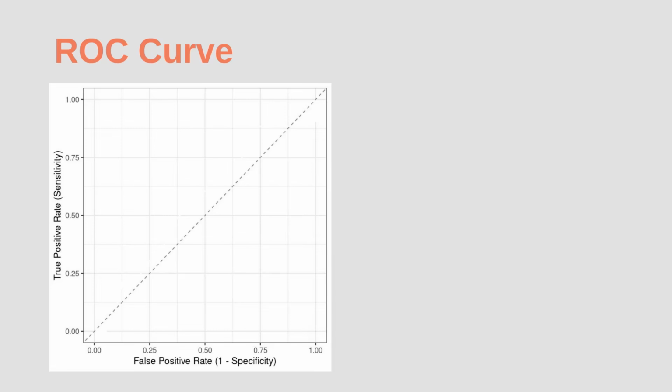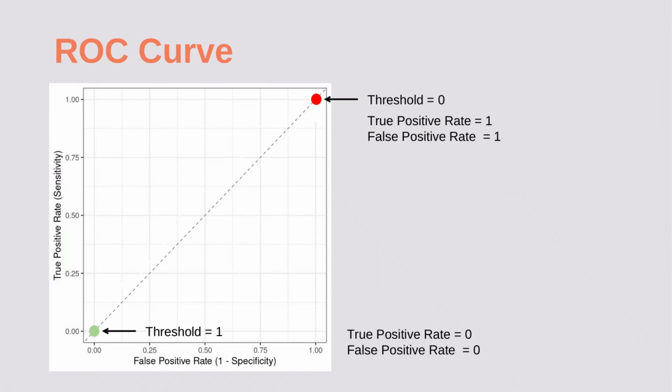Here's what it looks like. The dotted line in the center represents a random model, a model that is just guessing. When the threshold is set to 0, the model predicts 1 for everything. This means that it catches all the positives but also labels all the negatives as positive. So both true positive and false positive rates are 1. On the other hand, when the threshold is set to 1, the model predicts 0 for everything. In this case, it completely misses all the positives. So both true and false positive rates are 0. As we vary the threshold between 0 and 1, we get different combinations of the true and false positive rates.